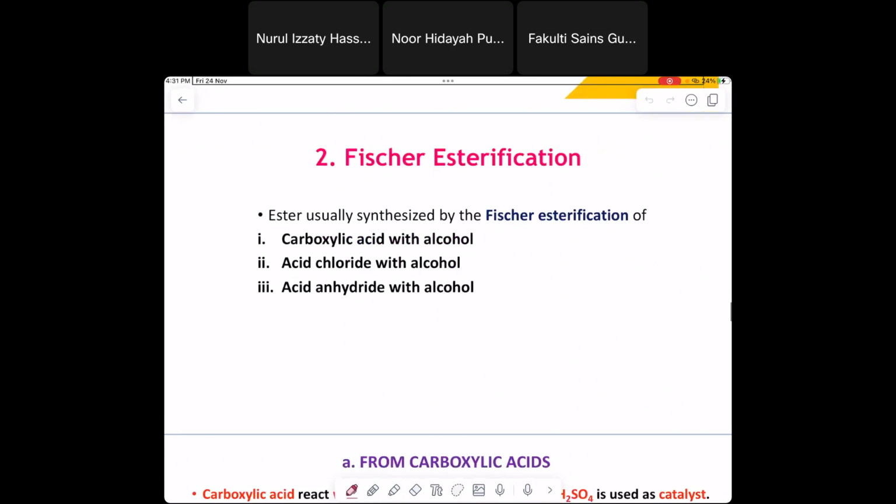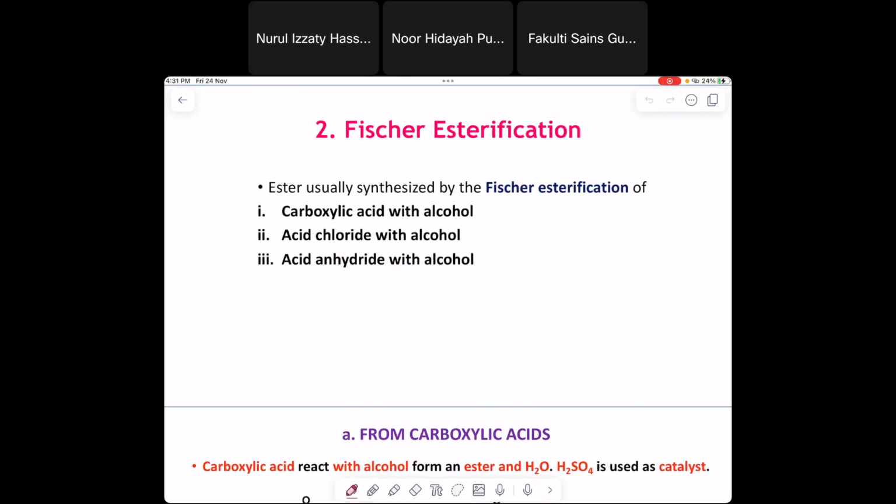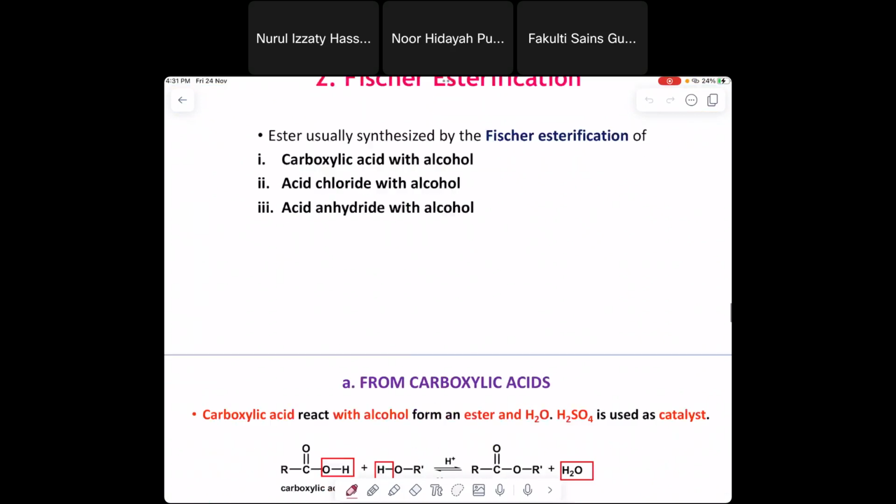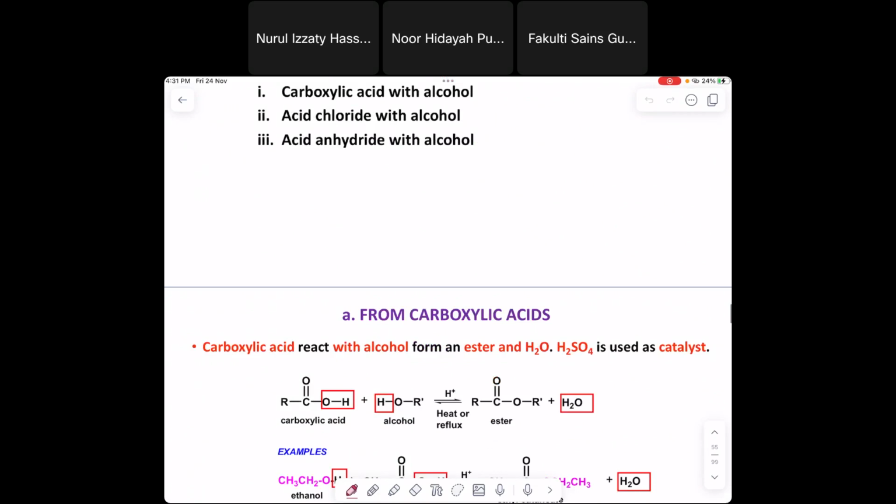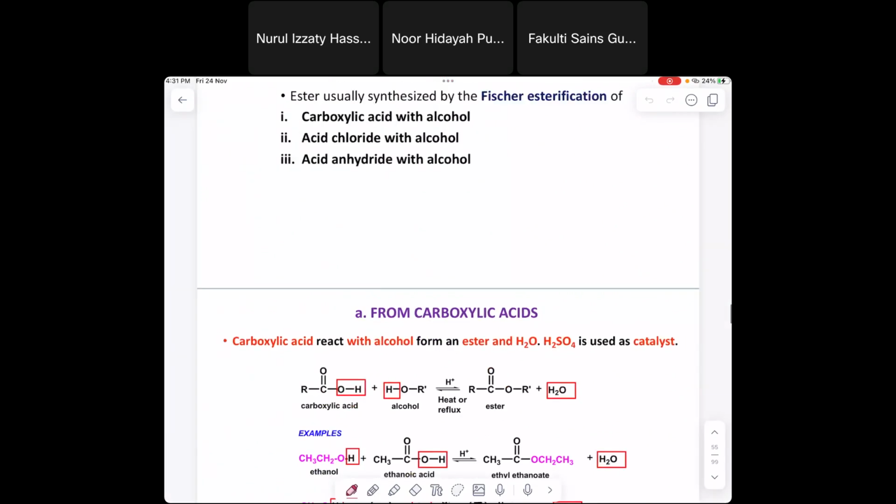There's 3 ways to make the Fischer esterification. As a revision, you should remember very well. We can use carboxylic acid with alcohol to make your Fischer esterification. Macam mana yang kita tunjuk dari preparation dia. And you can also start with acid chloride and acid anhydride because these two are the most reactive carboxylic acid derivatives.